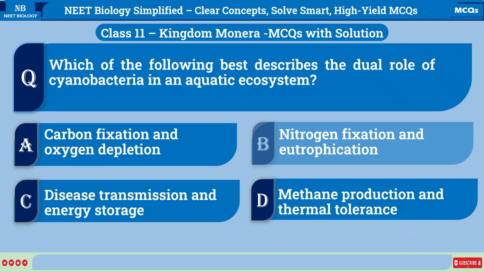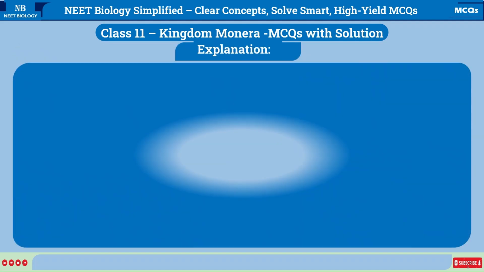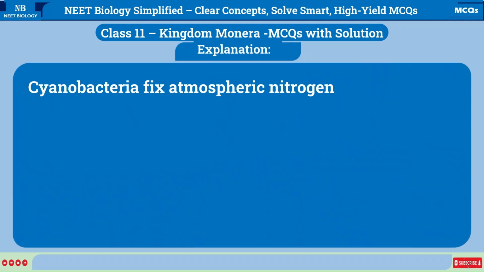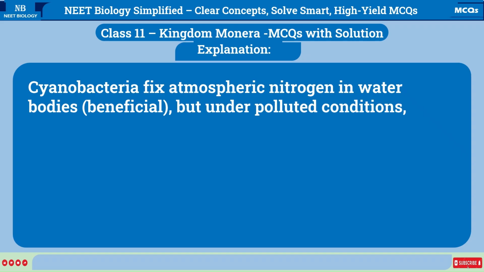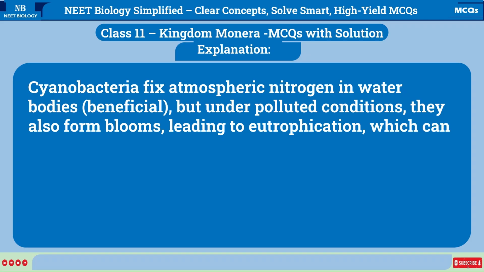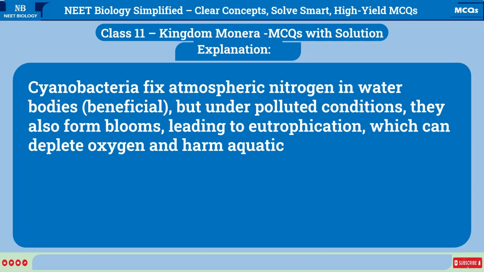Correct option is B. Nitrogen fixation and eutrophication. Explanation: Cyanobacteria fix atmospheric nitrogen in water bodies, which is beneficial, but under polluted conditions, they also form blooms, leading to eutrophication, which can deplete oxygen and harm aquatic life.